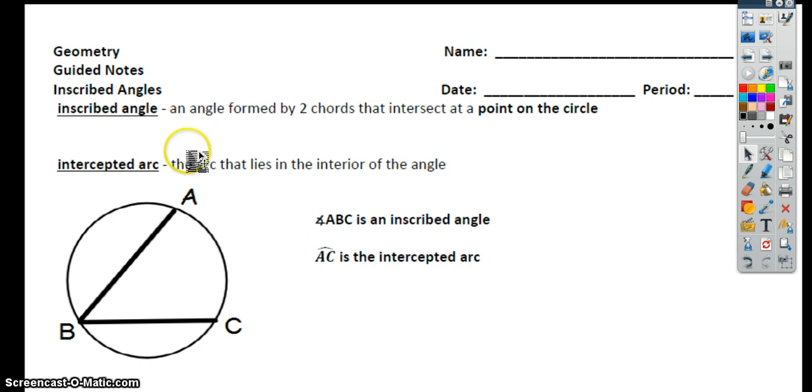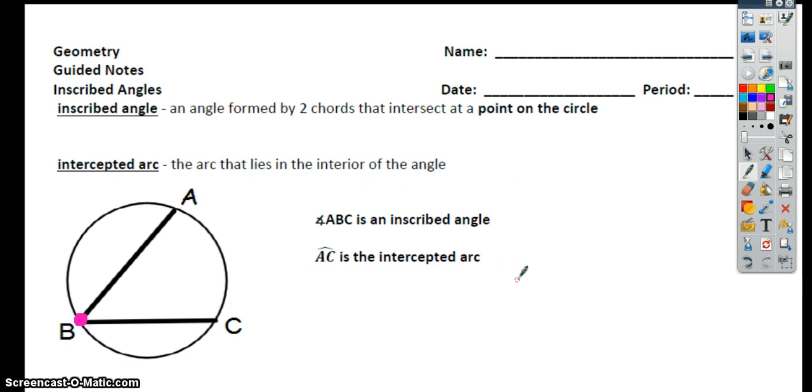And first thing I want to talk about is what an inscribed angle is. It's an angle formed by two chords that intersect at a point on the circle. So here is a chord, chord AB. Here is a chord, chord BC. Those two chords intersect at point B. That's the vertex of my inscribed angle. So the vertex of an inscribed angle is always on the circle itself.